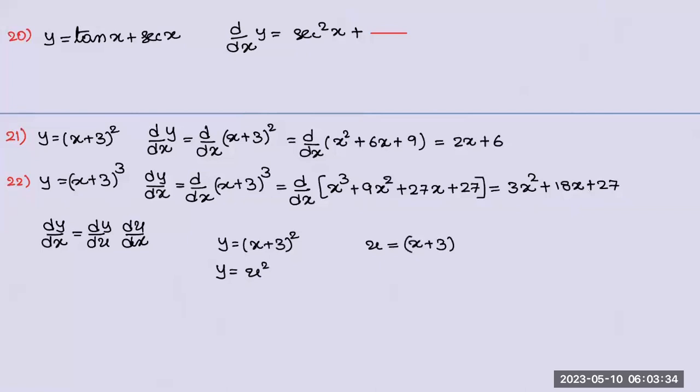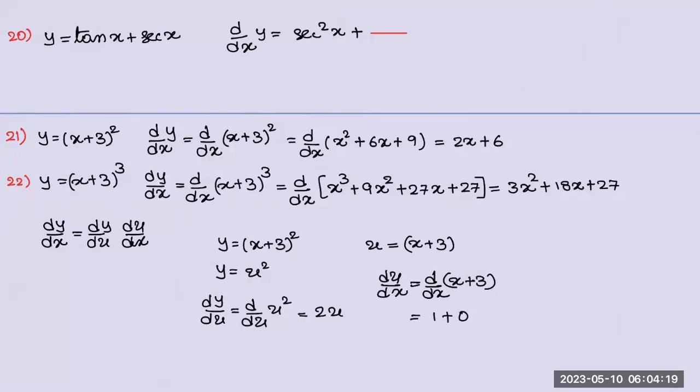Now observe. If I want dy by dx, first of all calculate dy by du, which is d by du of u square. We already solved this; instead of x we have u. So it will be n into x power n minus 1, that is 2u. First part done. Then du by dx is d by dx of x plus 3. Differentiation of x is 1, differentiation of 3 is 0. So 1 plus 0. Good.